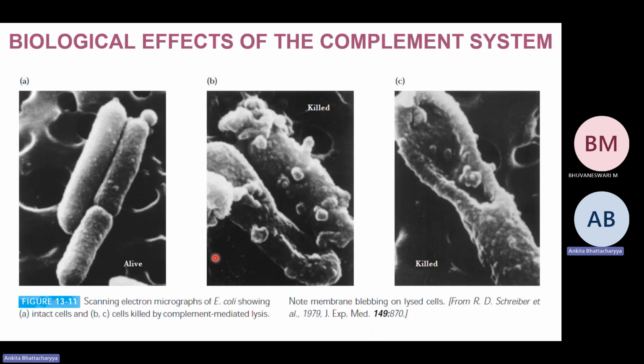So what you see are these E. coli, or Escherichia coli, but these are bacteria. You can see these are intact cells with perfect membranes. And in B and C, you see cells which have been targeted or killed by the complement mediated lysis. And you can see this membrane blebbing. So membrane blebbing is a major form by which cell lysis occurs, and that is eventually going to lead to cell death.